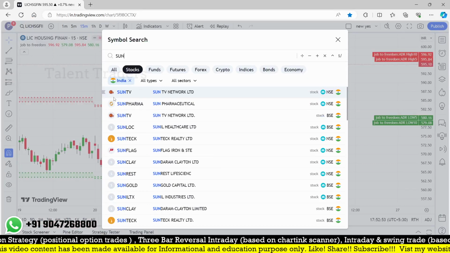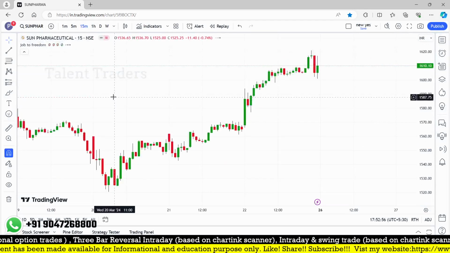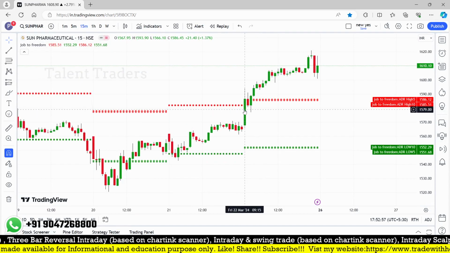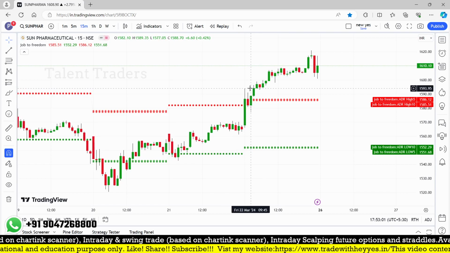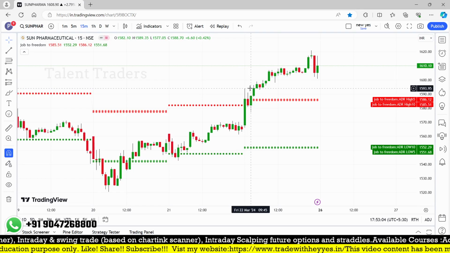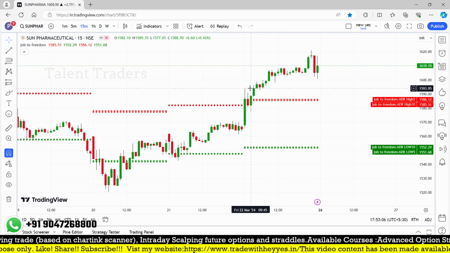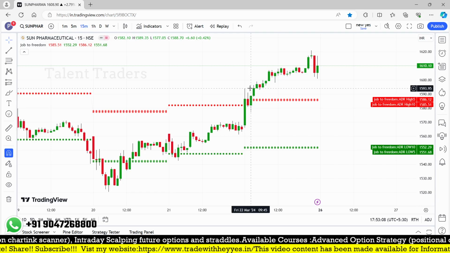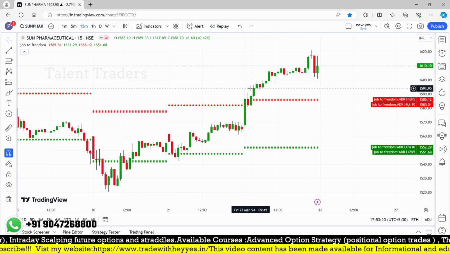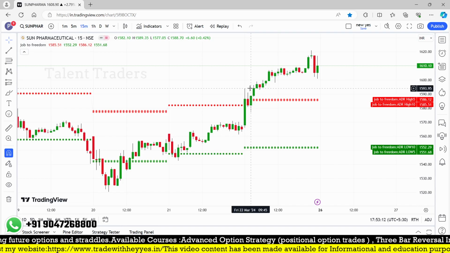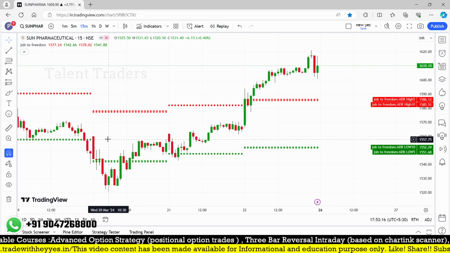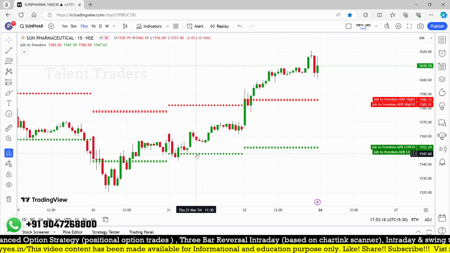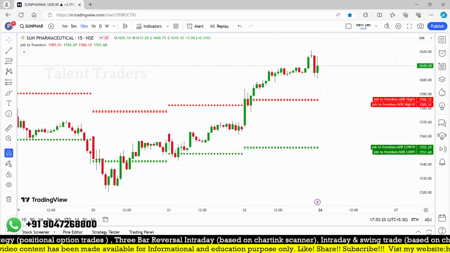Let me go to Sun Pharma. I'm using a 15 minutes time frame. Here is the big candle. I'm going to plan the breakout only above the high, because in the first 15 minutes the candle size is very big most of the time, due to a gap up or gap down. To avoid that first big candle, for example, here it works well.